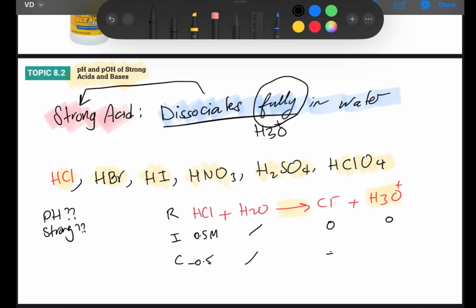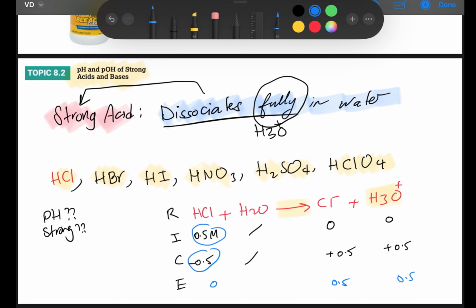On the other hand, we have to add to the products, so we have to put 0.5 and 0.5. And just keep in mind, the HCl will no longer be in the solution as it completely dissociated, and that's why it will disappear, with a concentration of 0. And here we got 0.5 and 0.5.